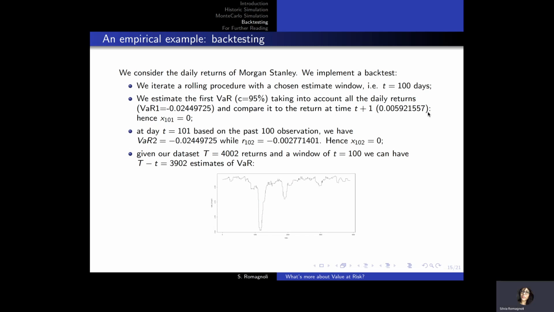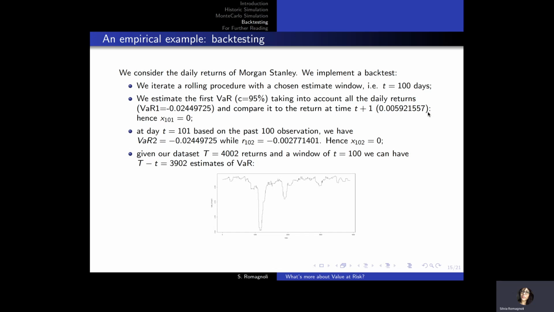Let's see an empirical example. We consider the daily returns of Morgan Stanley and we implement a backtest. So we iterate a rolling procedure with the chosen estimate window. Here we choose T equal 100 days. And then we estimate the VaR through the historical simulation, assuming a confidence level equal to 95% and taking into account the daily returns.